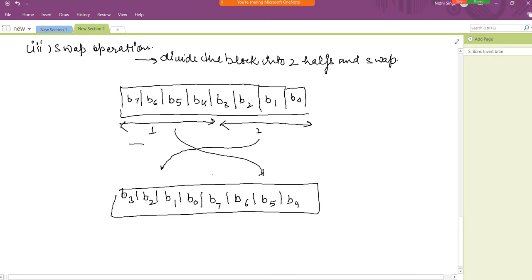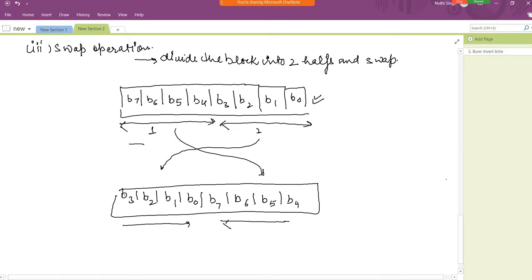Now in the decryption process, we have to do the reverse. Means whatever block you have generated from the swapping, you have to just divide it into two halves and perform the swapping in order to get the previous block, that is the plain text.